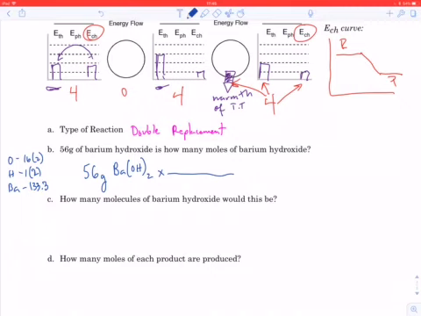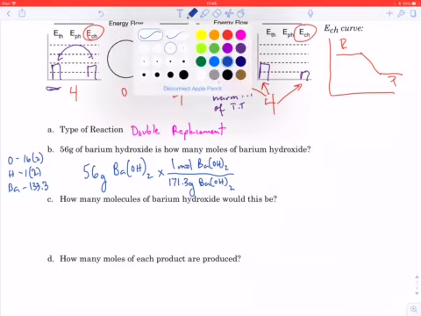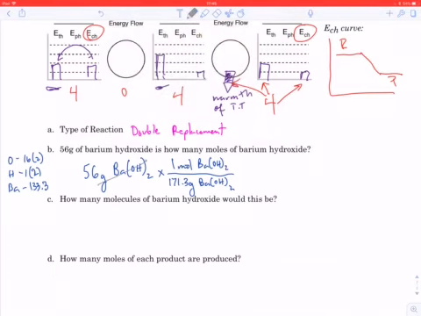So again, I need to get grams on the bottom. I need to do that so that the units cancel out, and that equates to 1 mole of BaOH2. If you're keeping track of the units, grams barium hydroxide cancel. What am I left with? I'm left with 0.327 moles of BaOH2.